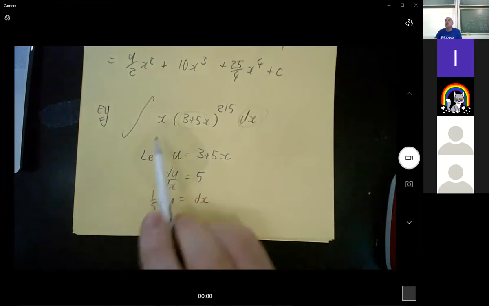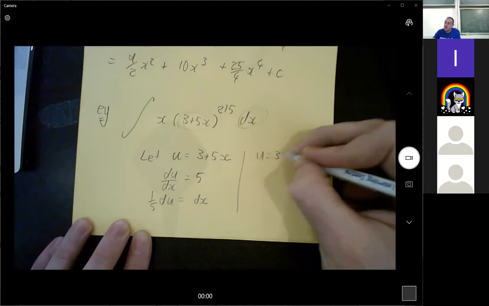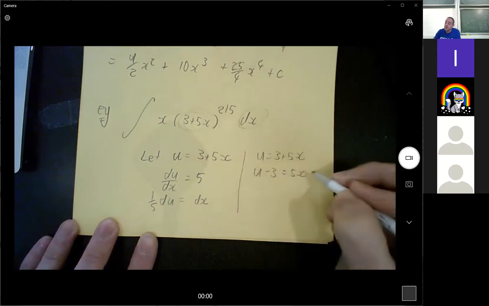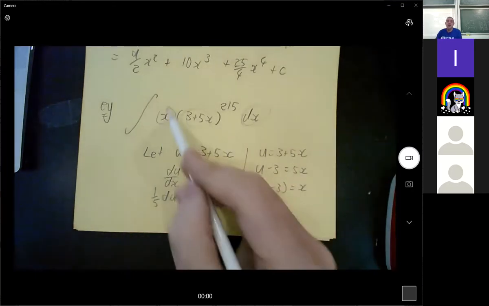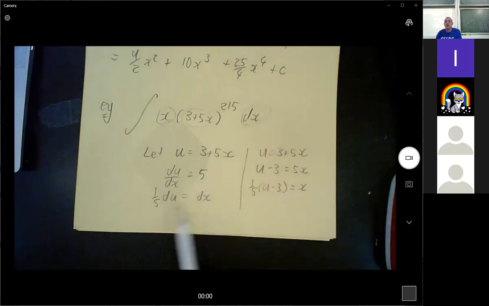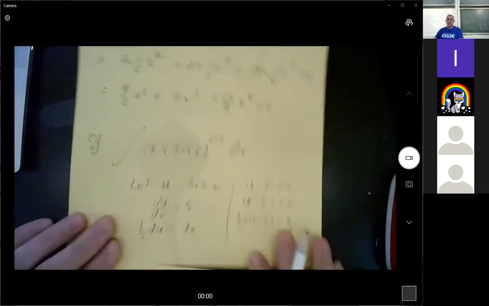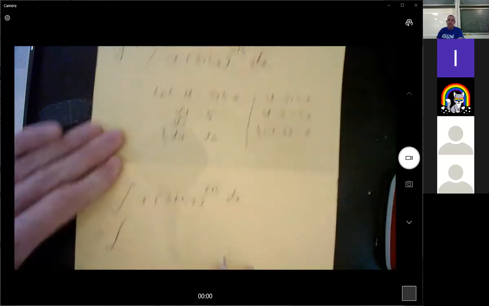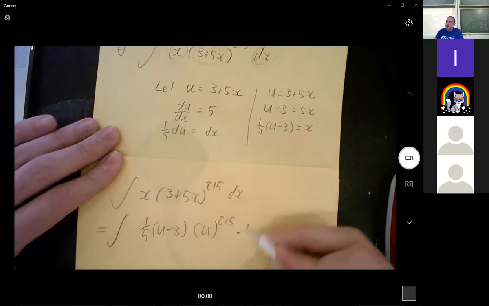And then what I have left is an x, which also needs to be replaced with something in terms of u. So what I'm going to do is I'm going to go back to the beginning, and I'm going to rearrange this to figure out what x is in terms of u. Like that. And now every part of this can be replaced with 1/5 of u minus 3. This can be replaced with u, and this can be replaced with 1/5 of du. And every piece involving x can be replaced with a piece involving u. Okay, so the x is really 1/5 of u minus 3. This is really u, and the dx is 1/5 of du.